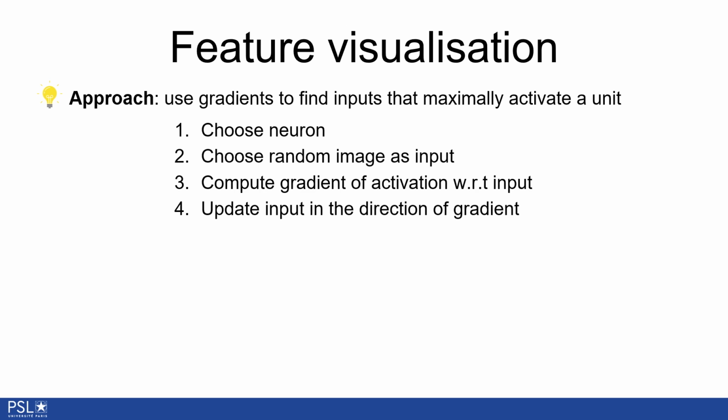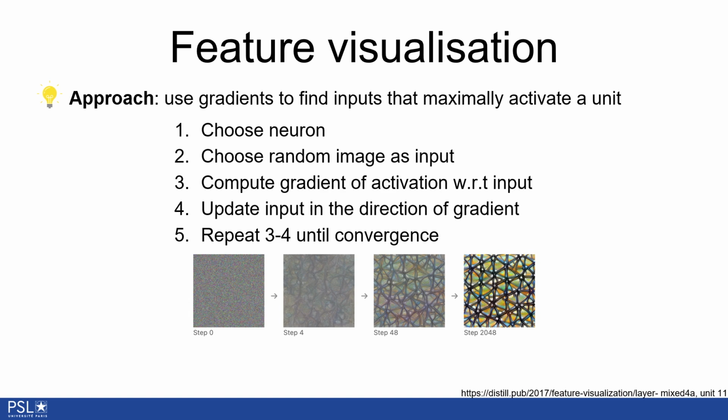Next, we update the input in the direction of the gradient so that the activation of the unit is increased. This gives us a new artificial image as the input. And these two steps are repeated until the input converges to an image which generates a local maximum for the activation of the neuron that we are considering. So this sequence of updates leads to a sequence of images which eventually generates a preferred input for the neuron we started with.